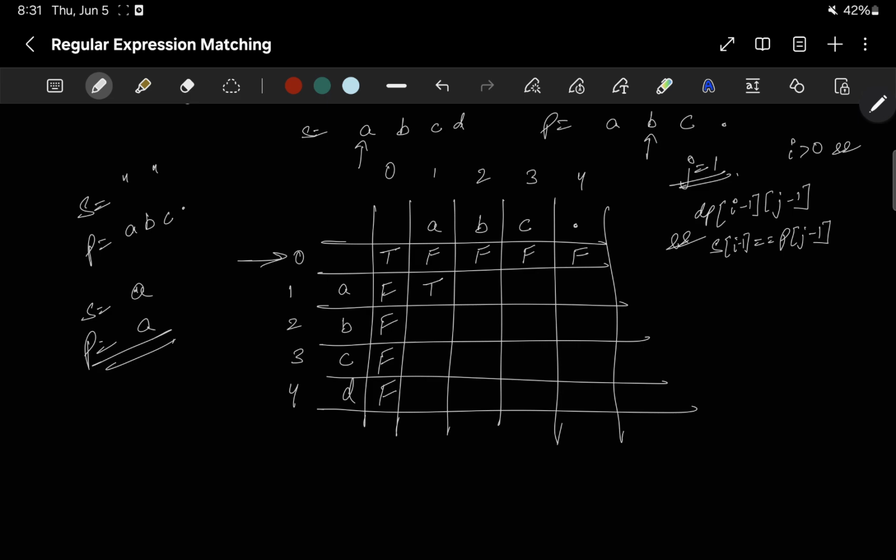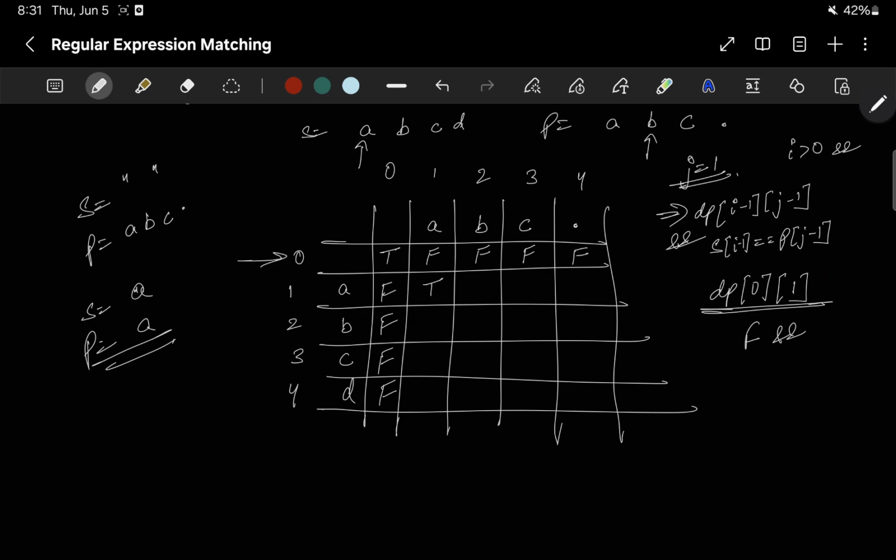Now you see, again, P of J is not a star. So again, what we will do is we will try to find dp of I minus 1, J minus 1. So what we need is dp of 0 and 1, right? We see that dp of 0 and 1 is false. We will do false and with S of I minus 1 and P of J minus 1.